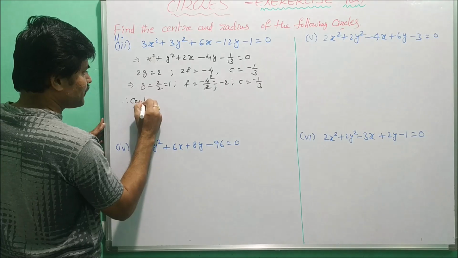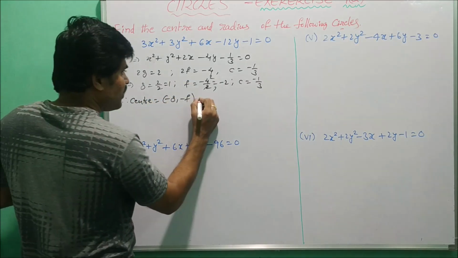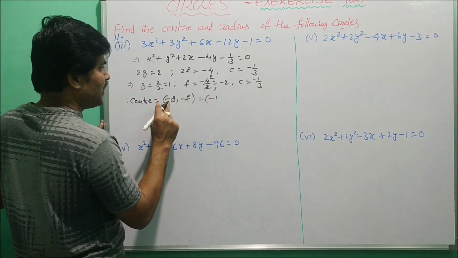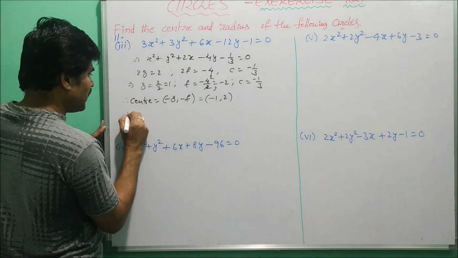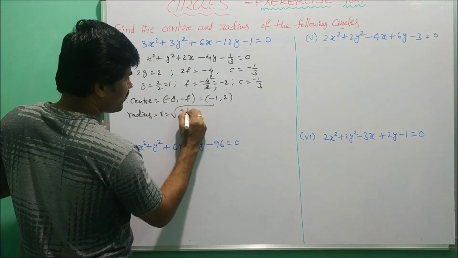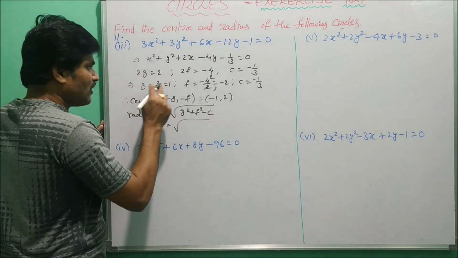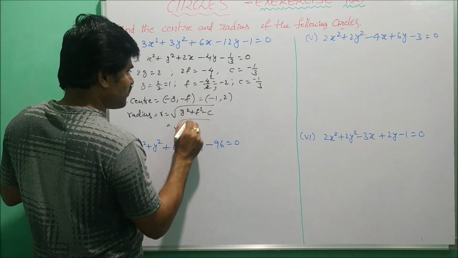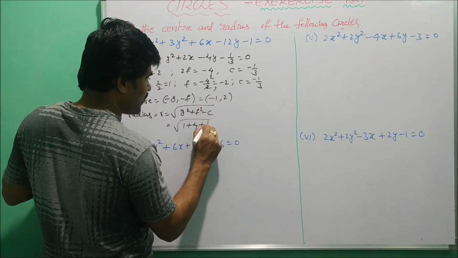Therefore the center is the ordered pair (minus g, minus f). In this, substitute the values of g and f. Minus of g means 1, and minus of minus 2 is plus 2. Similarly, the radius r equals the square root of g square plus f square minus c. In this we substitute the values of g and f. 1 square means 1, f equals minus 2, so f square means plus 4, minus of minus is plus 1 by 3.